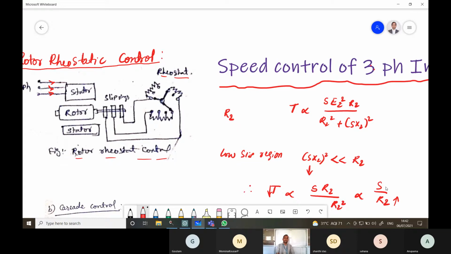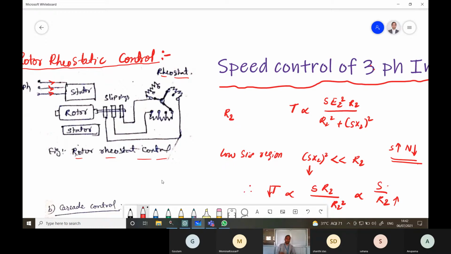And the speed can be varied. When slip increases, the speed decreases. This is another condition. According to this, the rotor rheostatic control method can be performed.